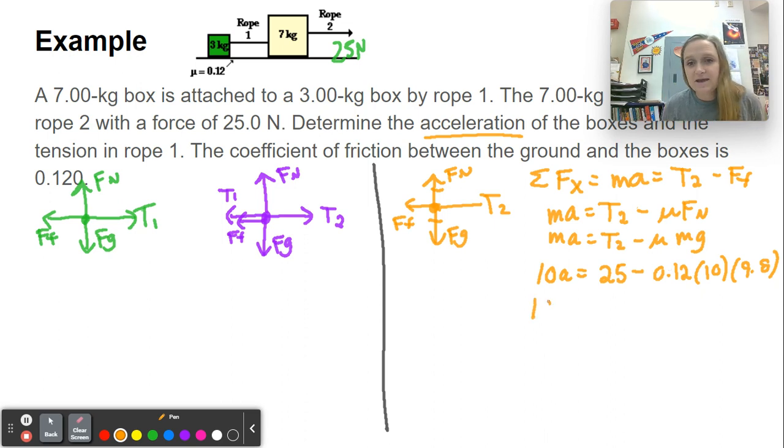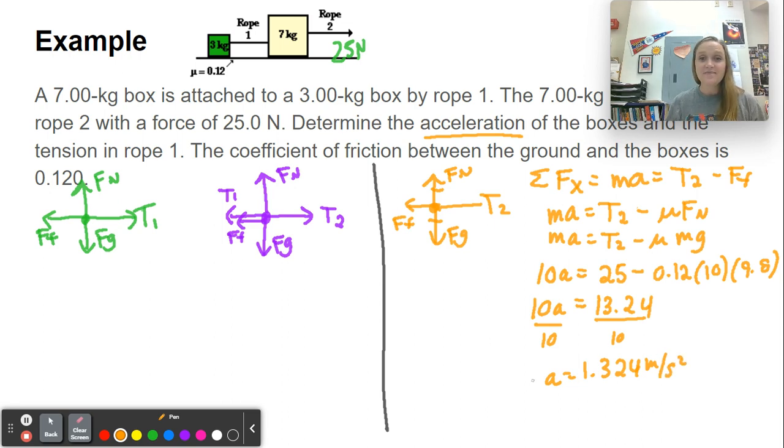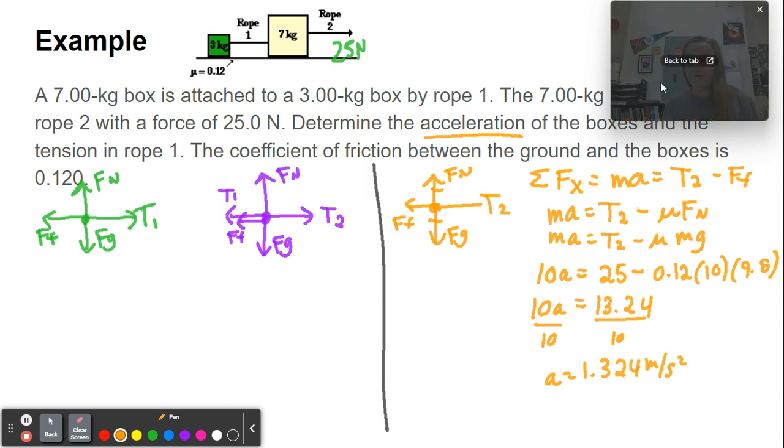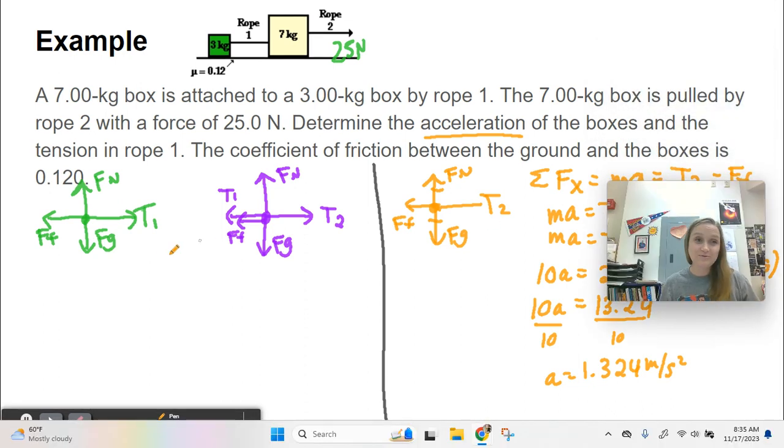So this gives me 10A is equal to, and I've got to plug all that into my calculator, 25 minus 0.12 times 10 times 9.8, which gives me 13.24. Divide each side by 10. So this time I have an acceleration of 1.324 meters per second squared. That is the same acceleration for both sides. I'm going to move my face to cover this work now so I can do the other side. So my acceleration, done.